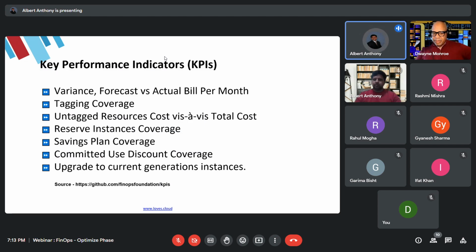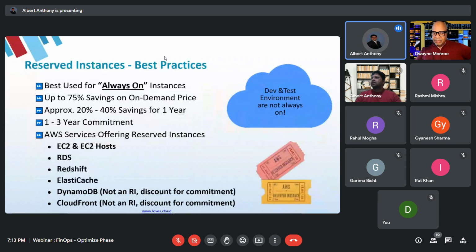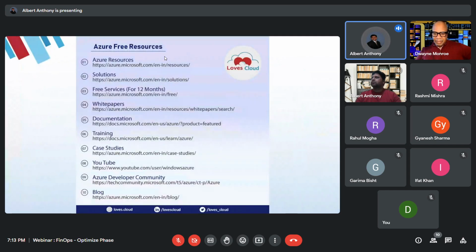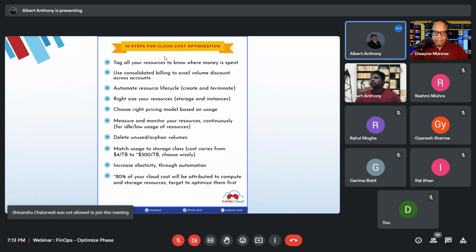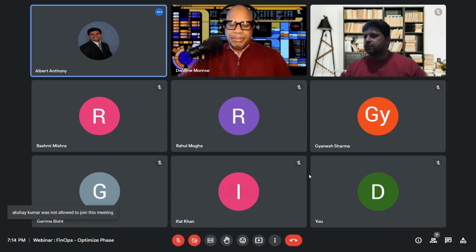100%, I completely agree on that. These are some of the items that we discussed last time as well, and these are some free resources for AWS and Azure. I want to share my screen for a tool that we have, our Azure management tool, and walk us through that and talk a little bit about it. Let me just quickly share my screen again.